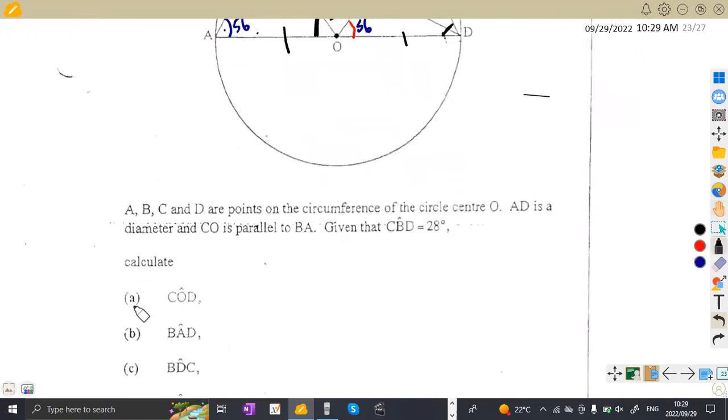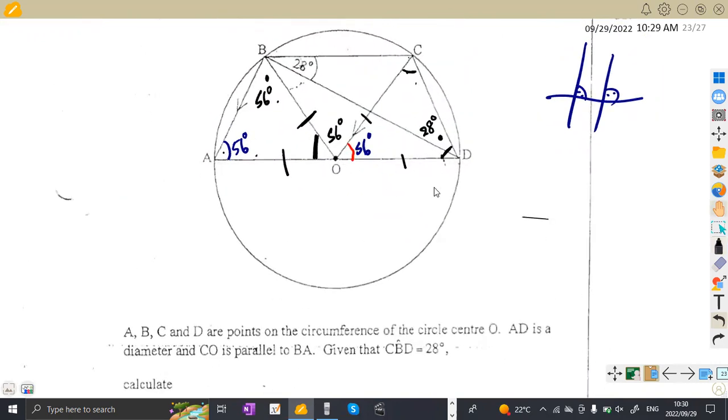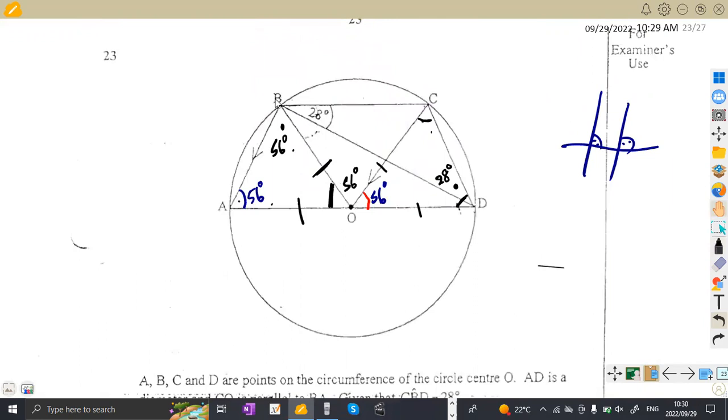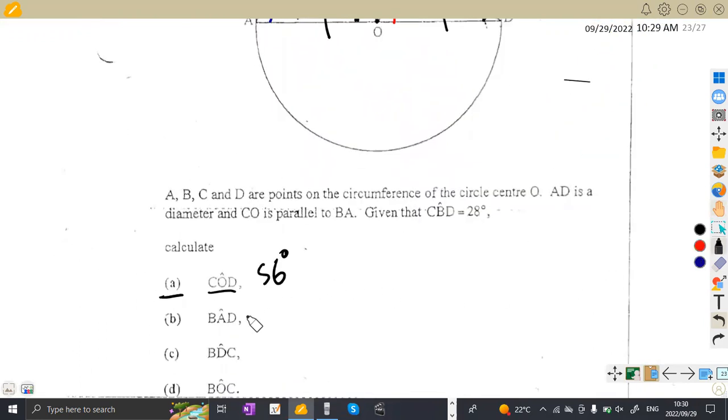The first question is calculate COD. Let's see if we've got COD. COD is 56, so this one we have it, it's 56 degrees. BAD, it's already there, 56 again. So this one is 56 degrees.